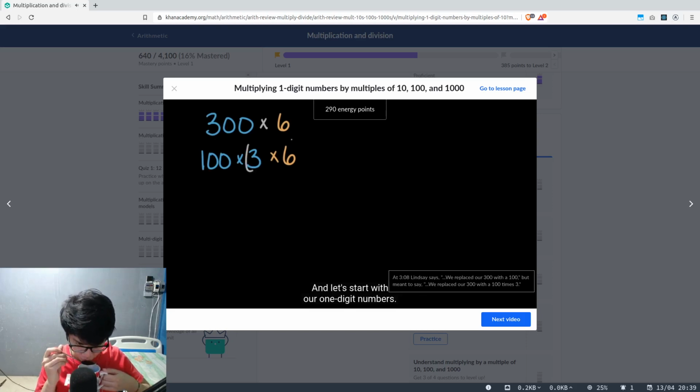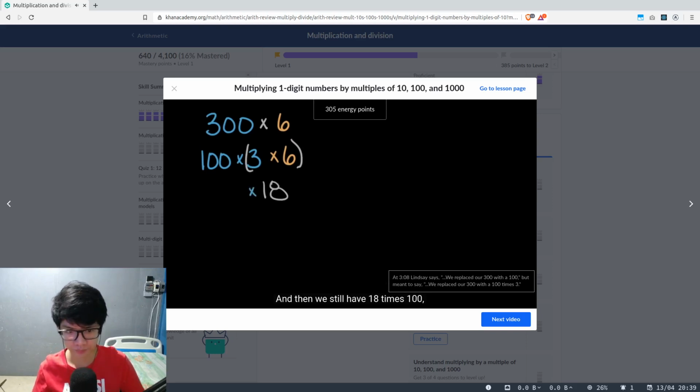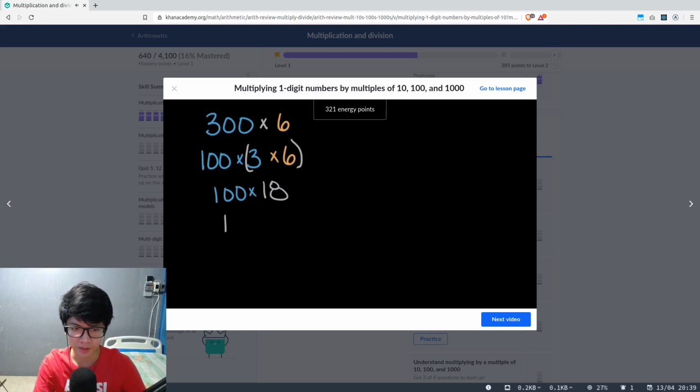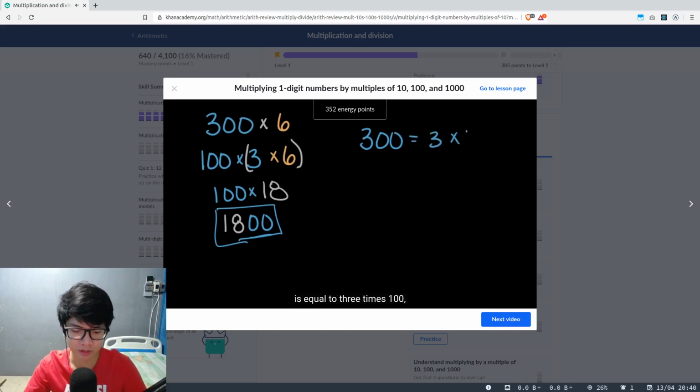And then from here we can multiply. Let's start with our one-digit numbers. Let's multiply those first. 3 times 6 is 18. And then we still have 18 times 100, or 18 hundreds. So we can write that as 18, and then to show hundreds, we'll put 2 zeros on the end, or 1800. Just like up here, we saw that 300 is equal to 3 times 100, or our 3 with 2 zeros on the end. Well, same thing here. 18 times 100 is 18 with 2 zeros on the end, or 1800. So 300 times 6 equals 1800.